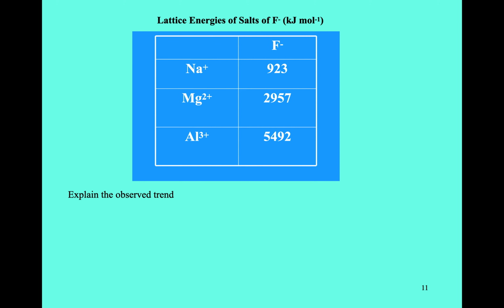Let's have a look at this. This is going across the period, sodium, magnesium, aluminium. It's period 3, isn't it? And the fluorides, obviously, the lattice enthalpy increases. We've seen that from the previous table, but just to drive home the point.